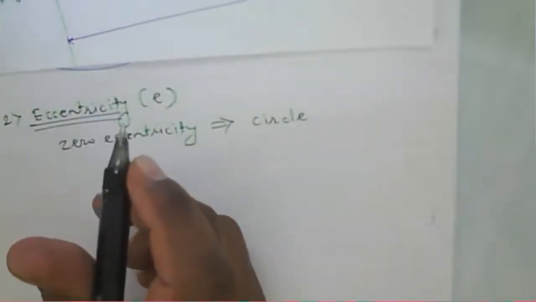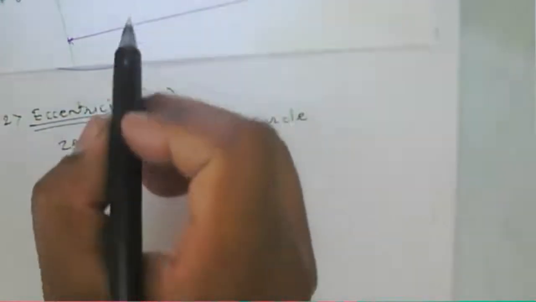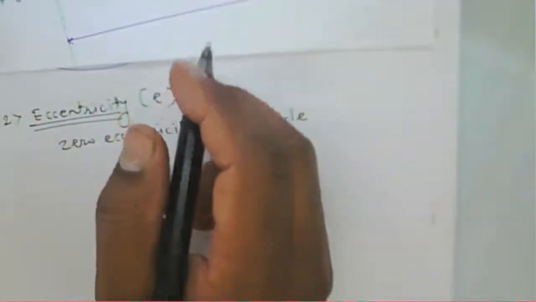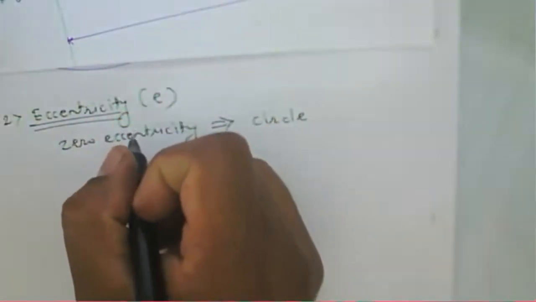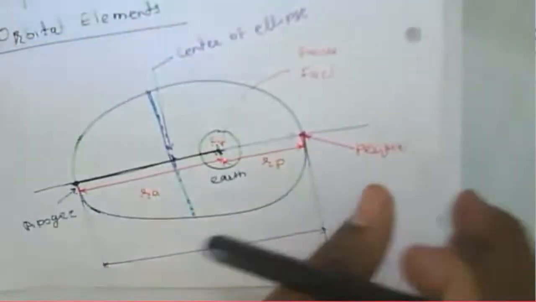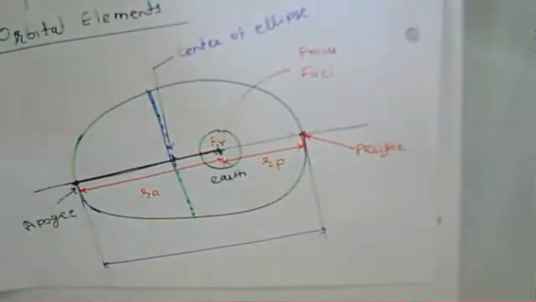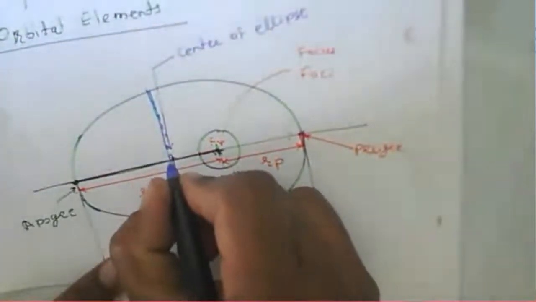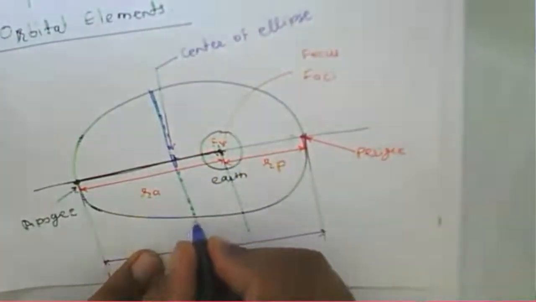That orbit becomes a circle. Or we can calculate that eccentricity is nothing but the difference between the maximum and minimum radii.